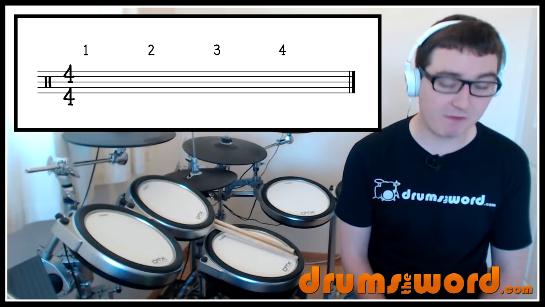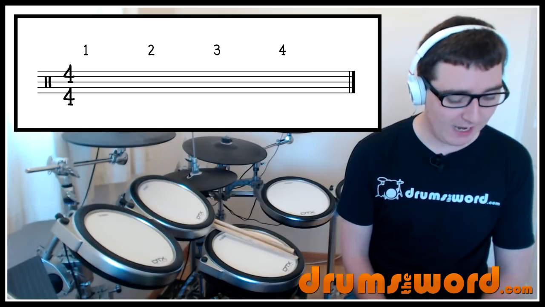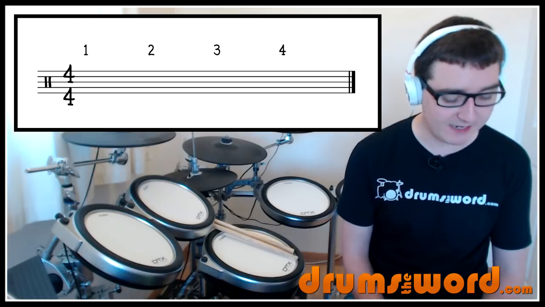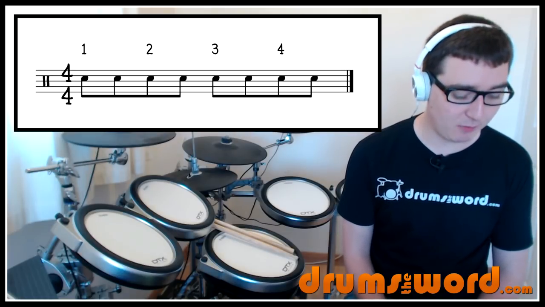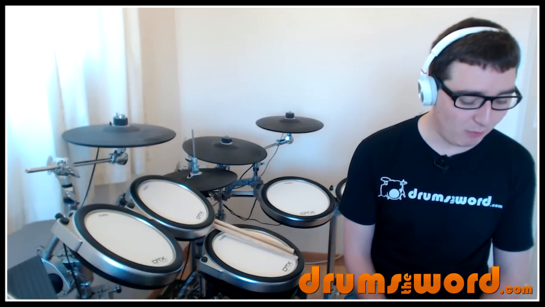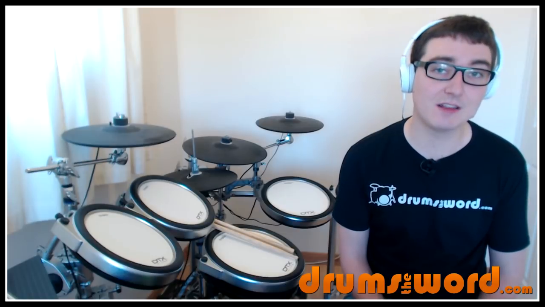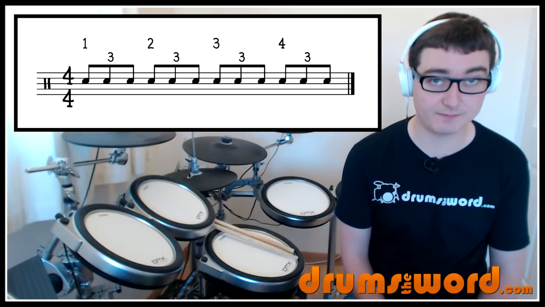Let's go back to our bar of 4/4 common time, containing, of course, four counted beats. If we wanted to play two notes per beat, then we would use 8th notes like this. Likewise, if we wanted to play four evenly spaced notes per beat, then we would use 16th notes. So if we wanted to play three evenly spaced notes per beat of the bar, then we use 8th note triplets, like this.